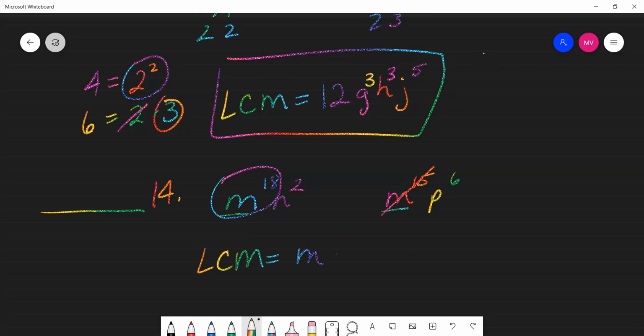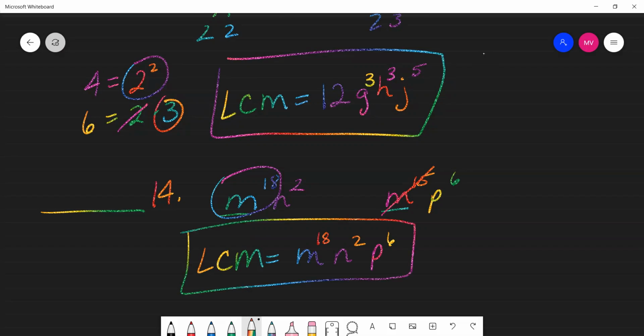M, n, and p, those are our 3 variables. Throw them on down there. You're going to be using all of them when it's the least common multiple. You just have to go back and make sure you pick the one with the largest exponent. So in this case, m is the only one that we're comparing. So m to the 18th. The others, you just bring them on down. So n squared, p to the 6th. That's it. M to the 18th, n squared, p to the 6th.